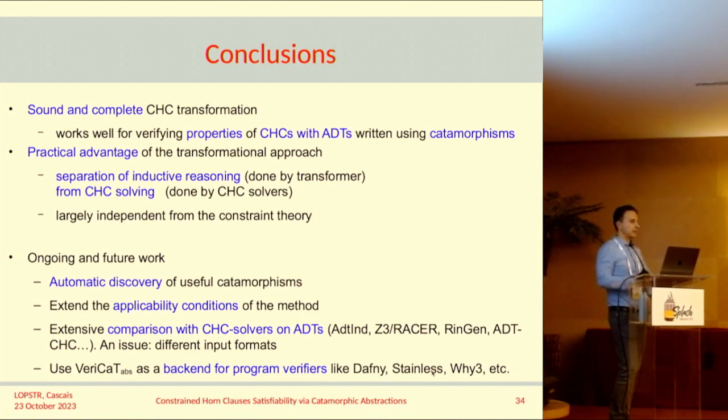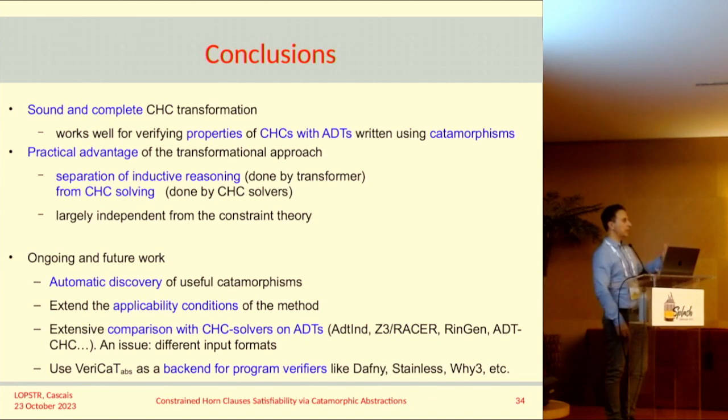So this is a complete and sound transformation that works well for verifying properties of clauses with ADTs written using catamorphisms. The advantage of using the transformation approach is that we are able to separate the inductive reasoning done by the transformation from the solving part done by the CHC solvers. And this is also largely independent from the constraint theory.